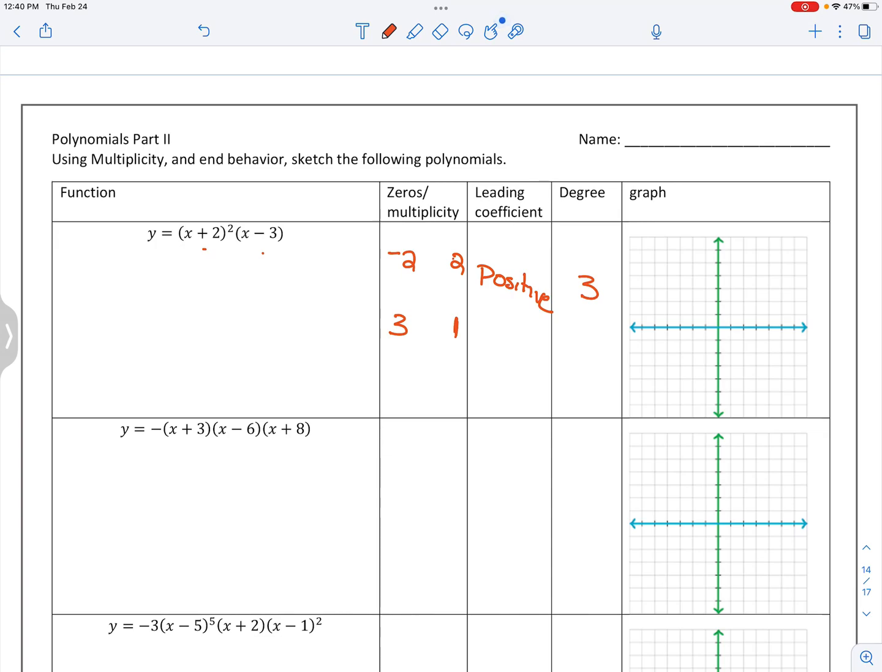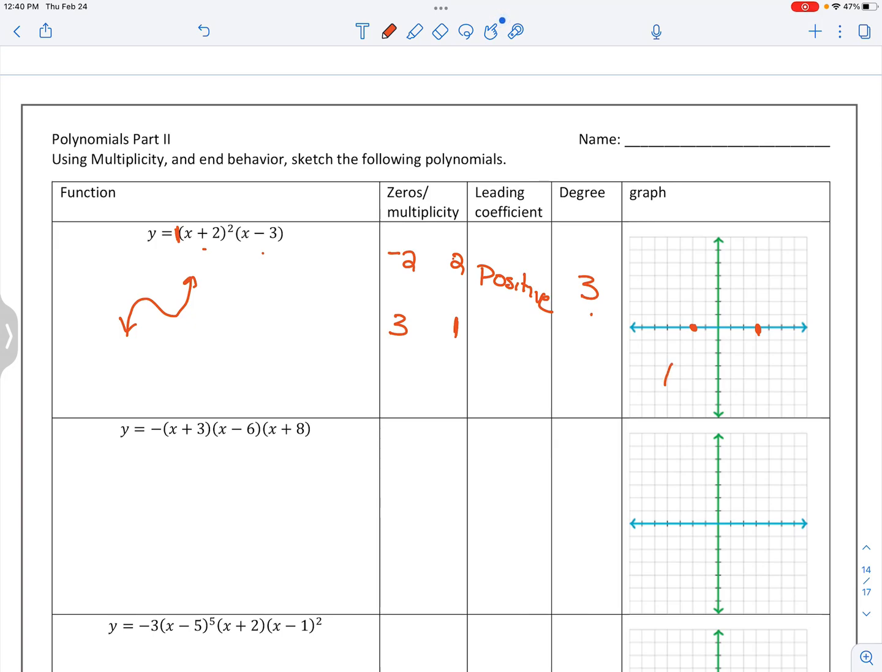So what would this sketch look like? Well, the first thing I would do is sketch my zeros. Now, because this is third degree and my leading coefficient is positive, I know it looks sort of like this. That's what my end behavior looks like. So I know it's going to start here.